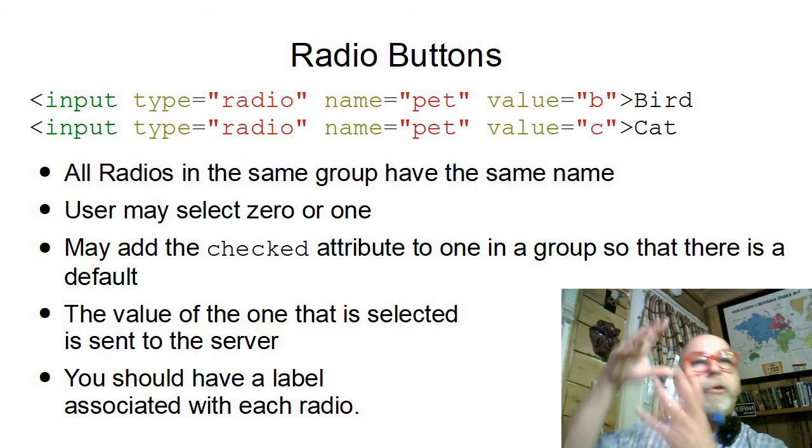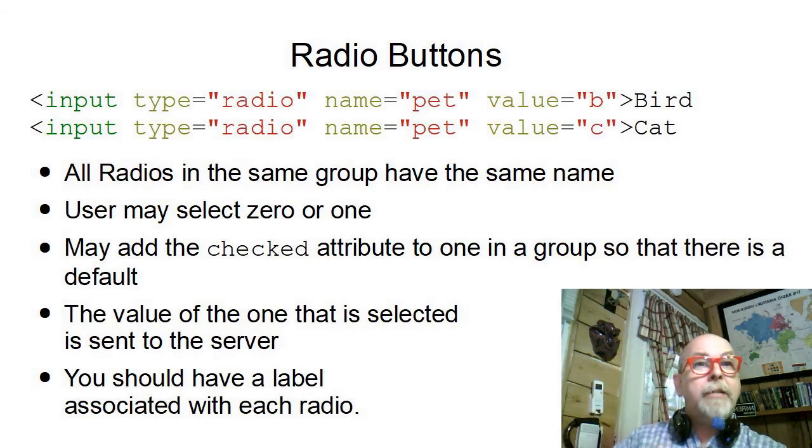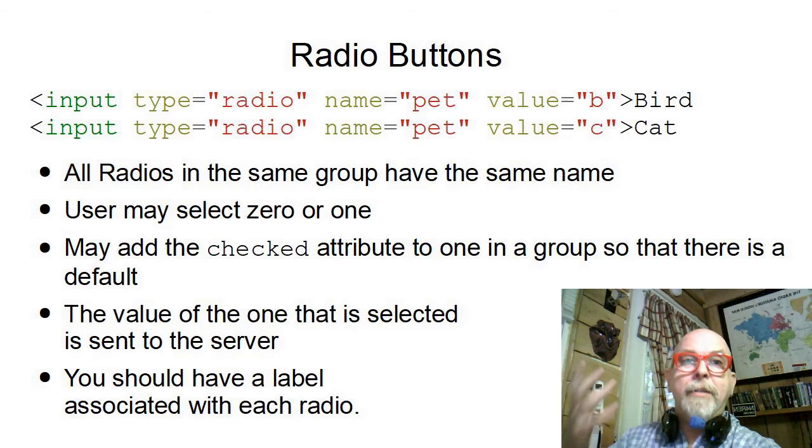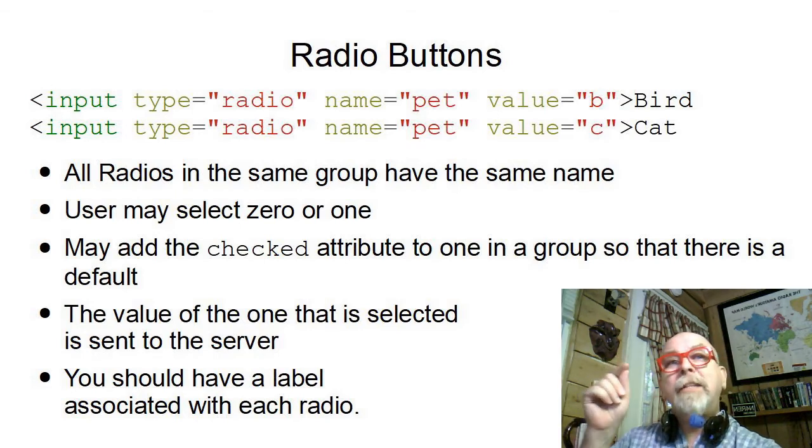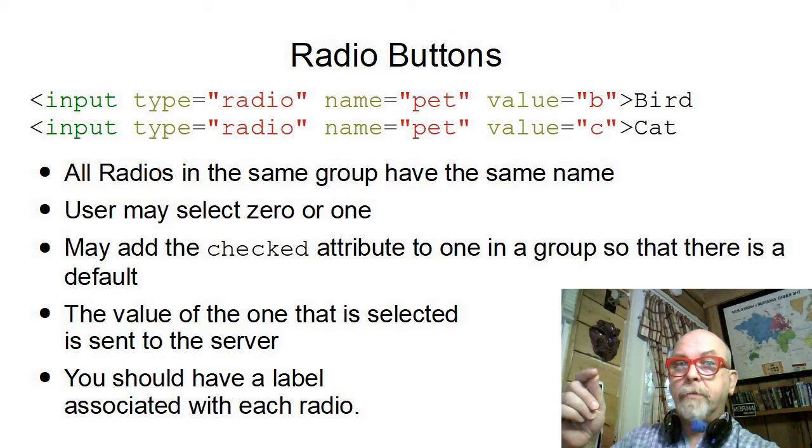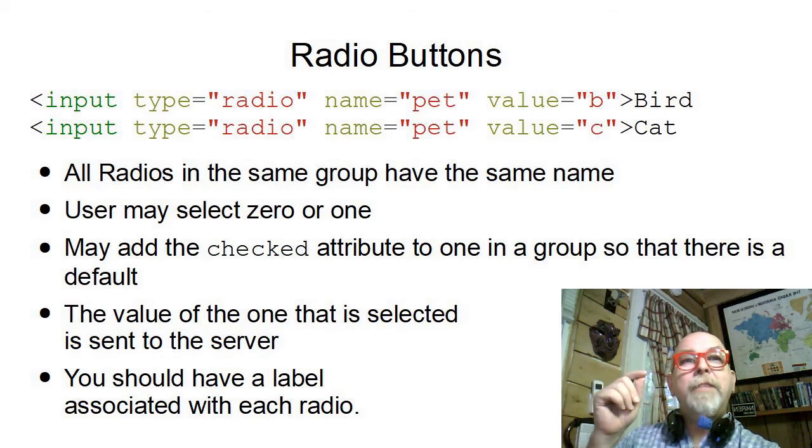Now, you can have multiple groups of radios on a single page, but the first group would have one name, and the second group would have a different name. You can also add IDs to these, but each would have to have a unique ID. But they all have the same name, and whichever one is selected, that value gets sent back to the web server. So it's the value of the selected one that gets sent back to the web server.